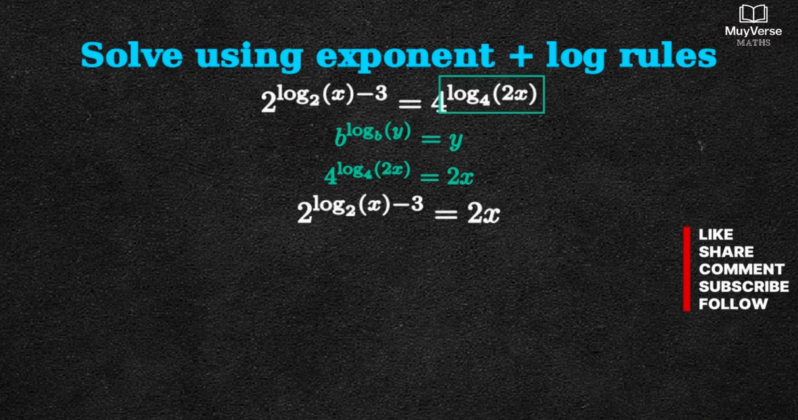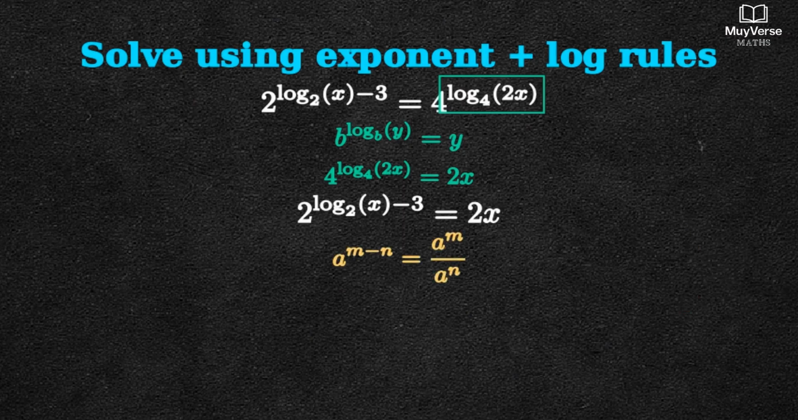Step 2. Now, simplify the left-hand side. Use the subtraction exponent rule: a to the power m minus n equals a to the m over a to the n. That gives 2 to the log base 2 of x divided by 2 cubed.